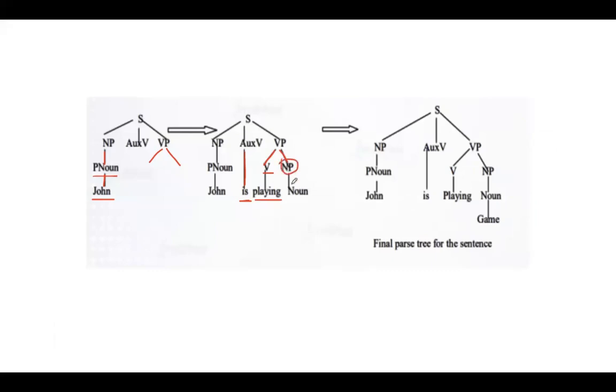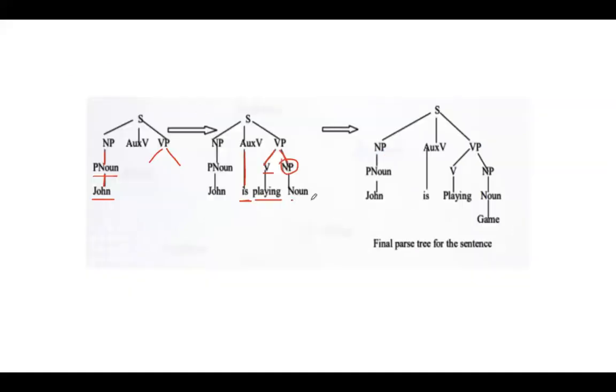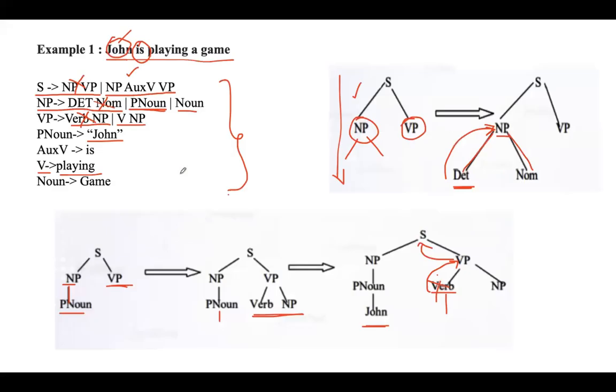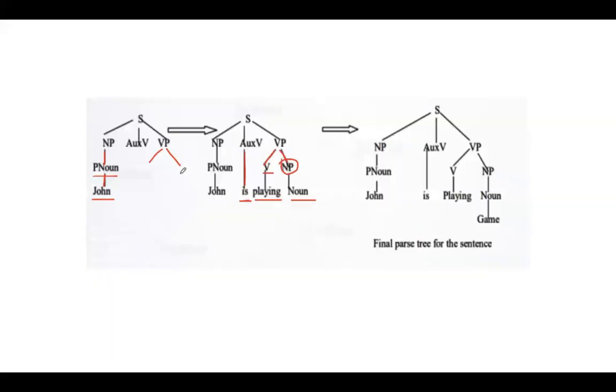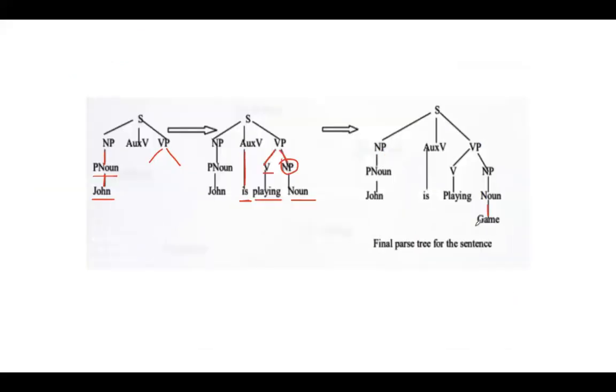Now, NP derives noun. As per the given rules, NP derives noun, and then noun derives game. So now we got the sentence, John is playing game. So this is our final parse. In this way, wherever backtracking is required, you need to move backwards to the previous node, and then compare that with the given string.